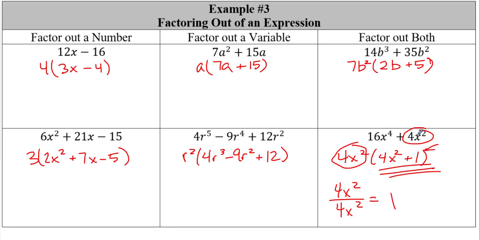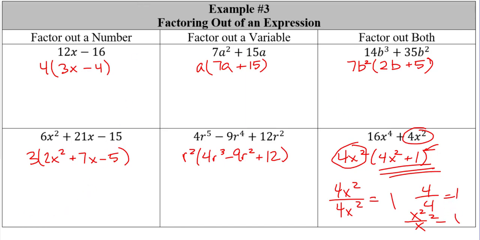That is highly critical. Anytime you have something divided by exactly itself, you have to leave a 1 in that place, because that's what it means. 4 over 4, 1. X squared over x squared, 1. Okay, that is just how it goes.